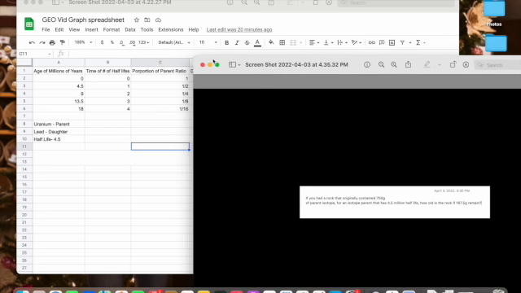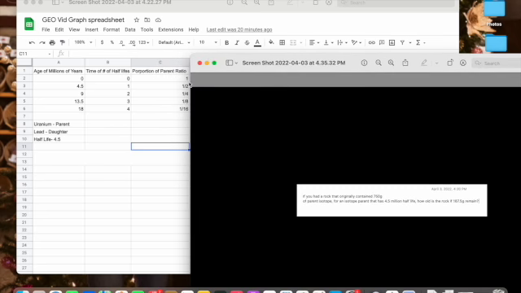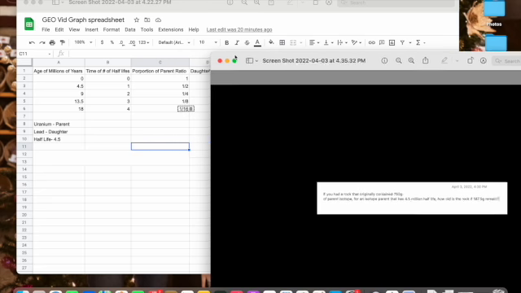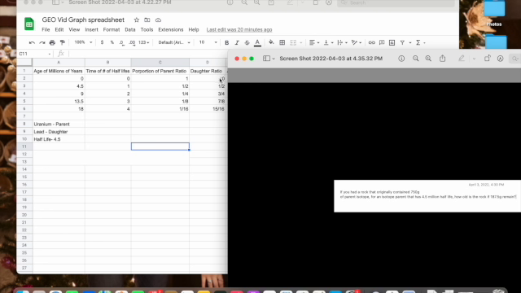Then onto the proportions of the parent ratio, you should have put 1, 1/2, 1/4, 1/8, and 1/16 for the parent. And then as I moved on to the daughter ratio, I started with 0, then moved to 1/2, 3/4, 7/8, and 15/16.